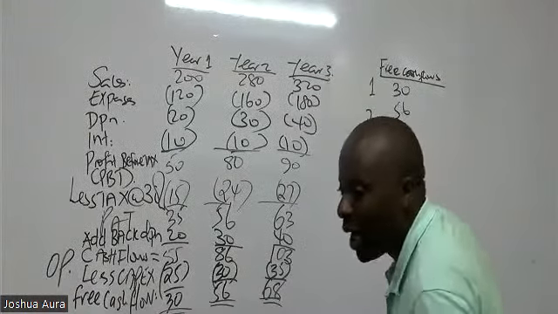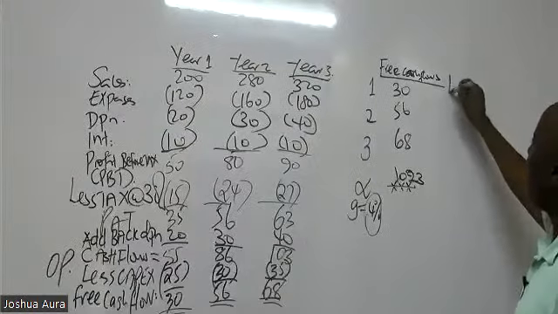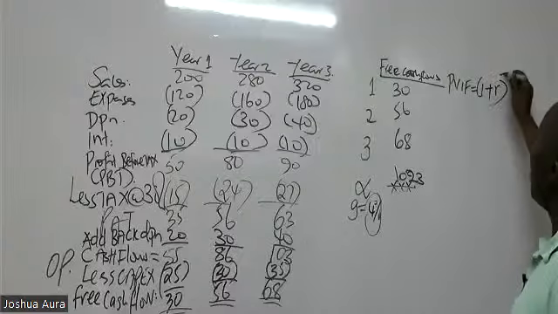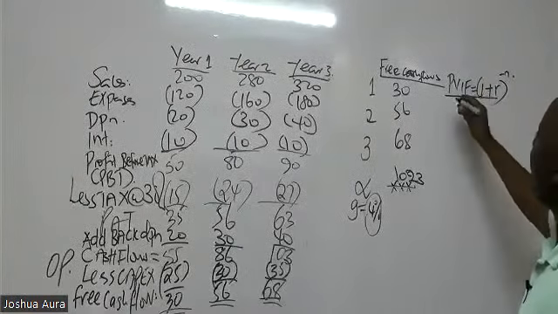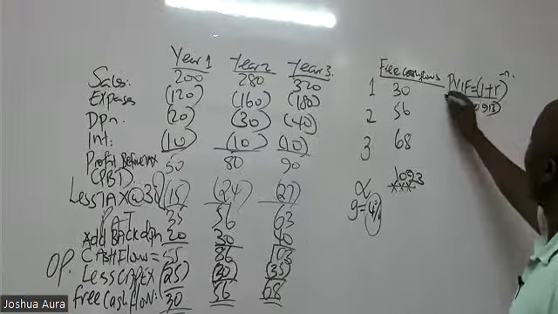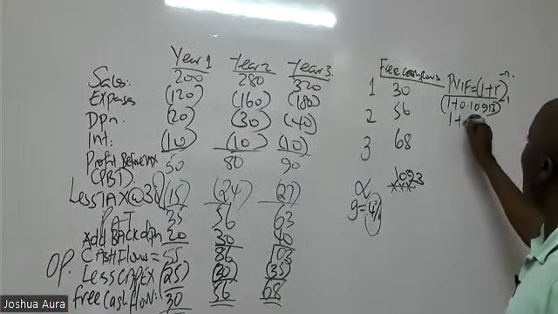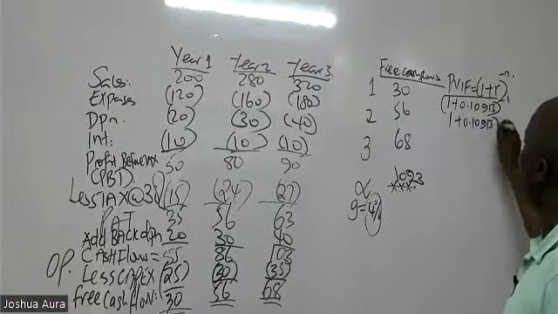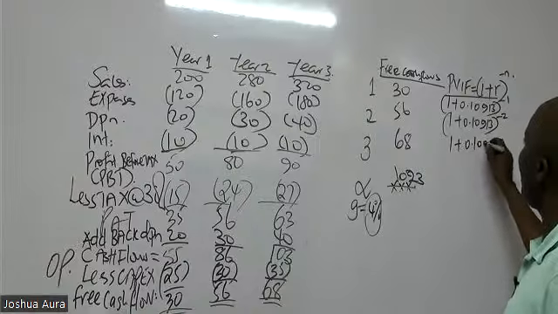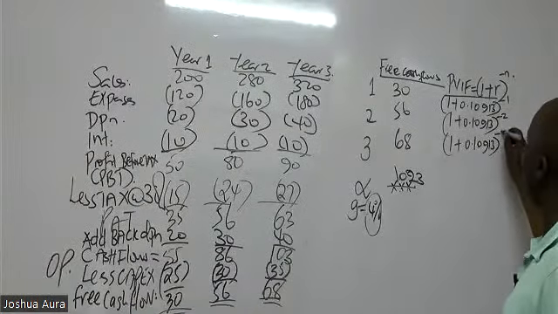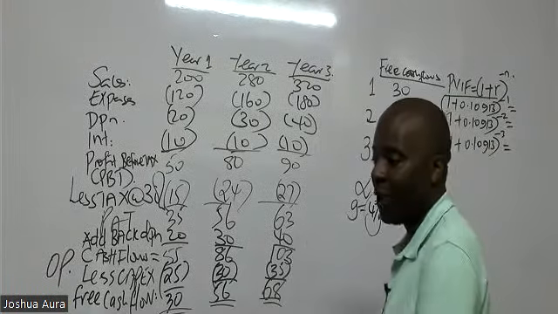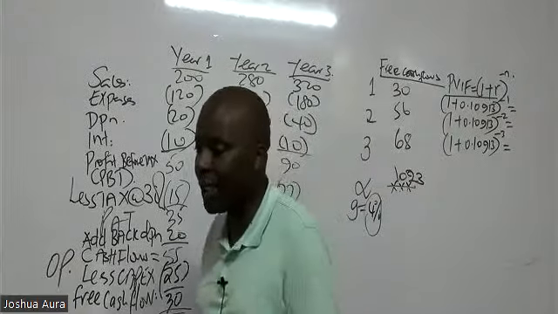Create a column up here for PVIF, the present value interest factor, which is 1 plus R raised to negative N. So PVIF here will be 1 plus 0.10913 raised to minus 1, 1 plus 0.10913 raised to minus 2, 1 plus 0.10913 raised to minus 3. Could you kindly give us these answers in 4 decimal places?